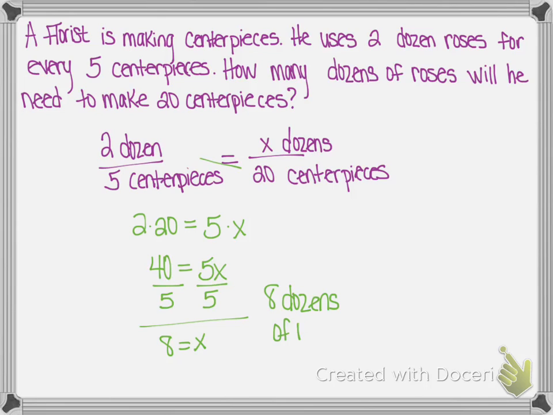Get 8 equals X. So caution, reminder, when you are writing your answer to a word problem or anything that has labels, your answer needs to have labels. So I did not stop at 8 equals X as my answer. My answer is 8 dozens of roses. That's what the question asks, how many dozens of roses are needed. Okay? Hopefully you find this section very easy. Other than that, that is section 2.7.